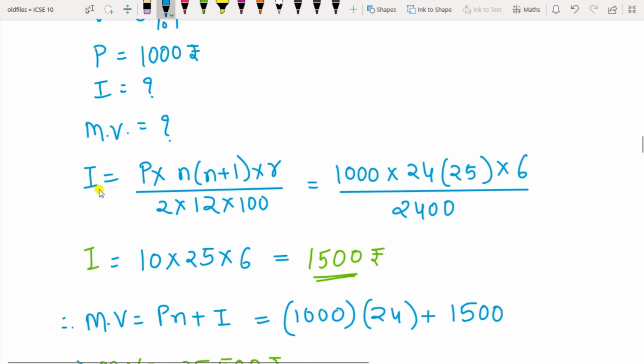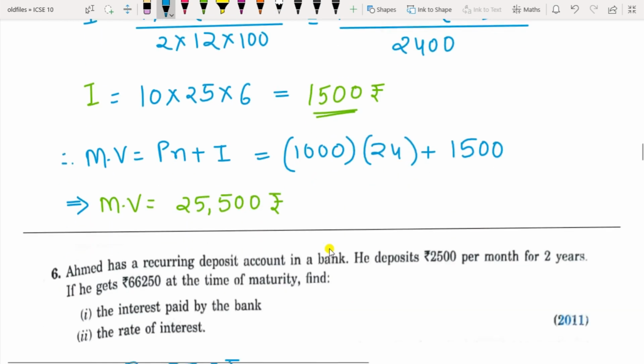So apply the formula for I, you know all the values, so you get I equal to 1500 rupees. Then find the maturity value, that will become Pn plus I, that is 25,500 rupees.